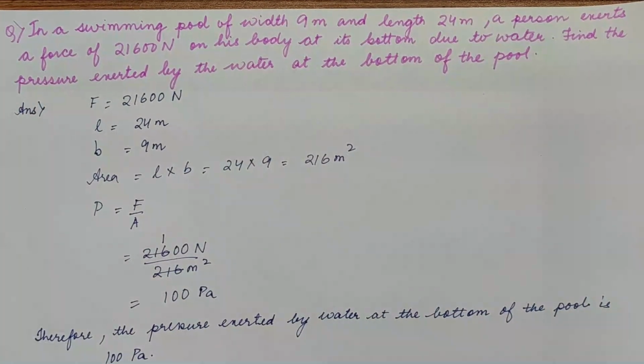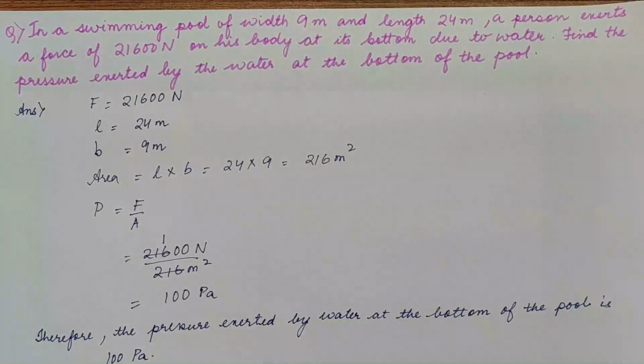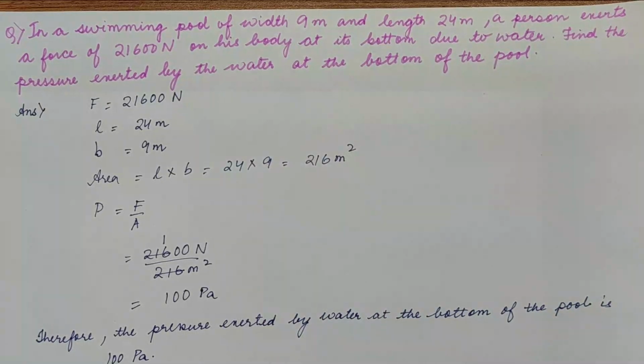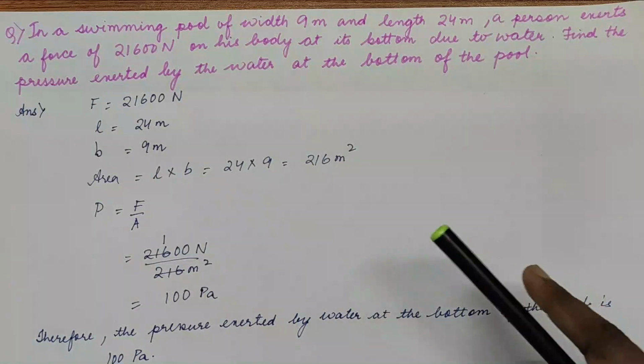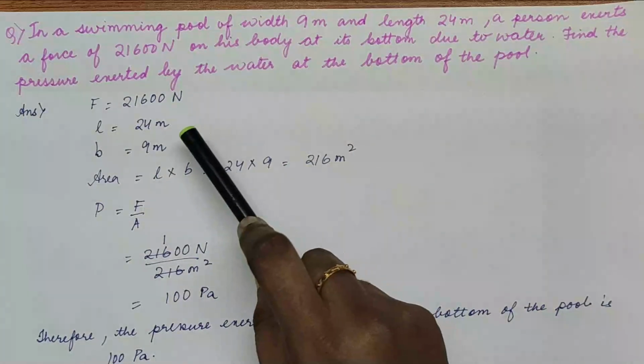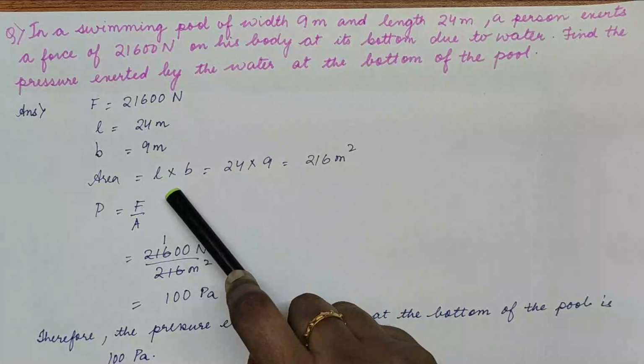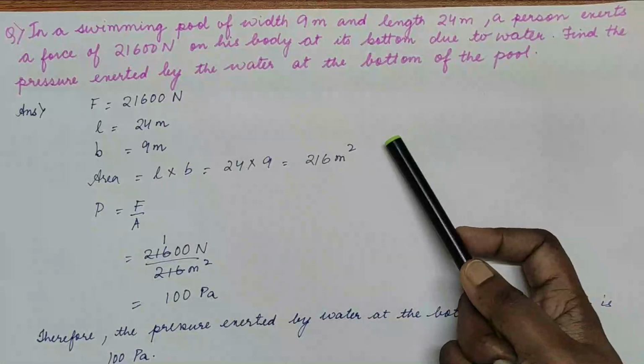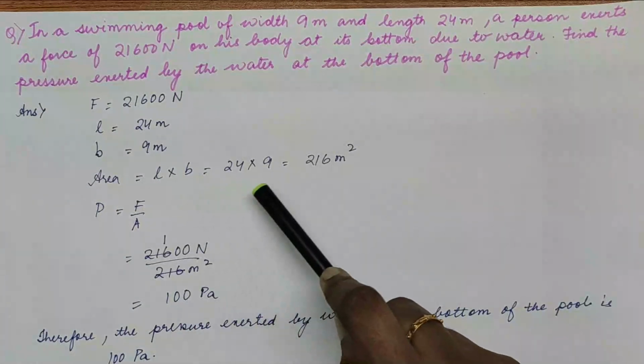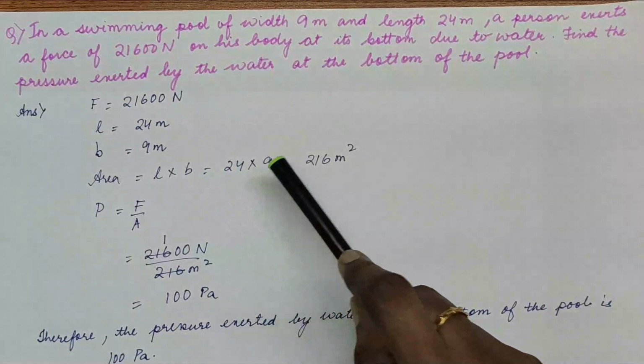In a swimming pool of width 9 meter and length 24 meter, a person exerts a force of 21,600 Newton on his body at its bottom due to water. Find the pressure exerted by the water at the bottom of the pool. So here the force is given, length and breadth are given. So how to calculate the area? Area is length into breadth. So put the numbers and get the answer.